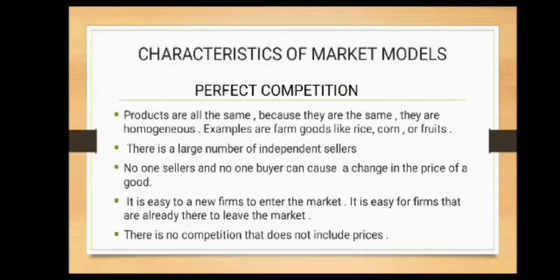Next are the characteristics of market models. In perfect competition, the products are all the same, so they are homogeneous. Examples are farm goods like rice, corn, or fruits. There is a large number of independent sellers. No one seller and no one buyer can cause a change in the price of a good. It is easy for new firms to enter the market, and easy for firms that are already there to leave the market. Then there is no competition that does not include prices.